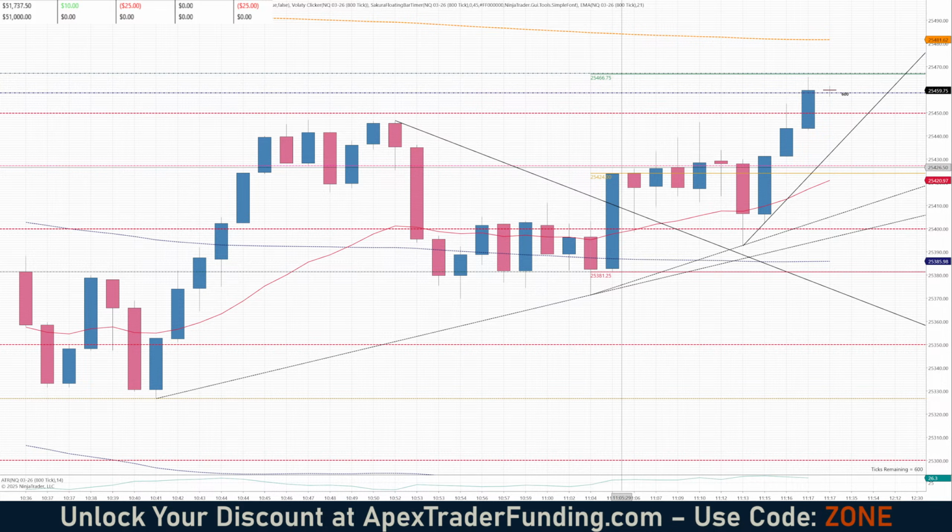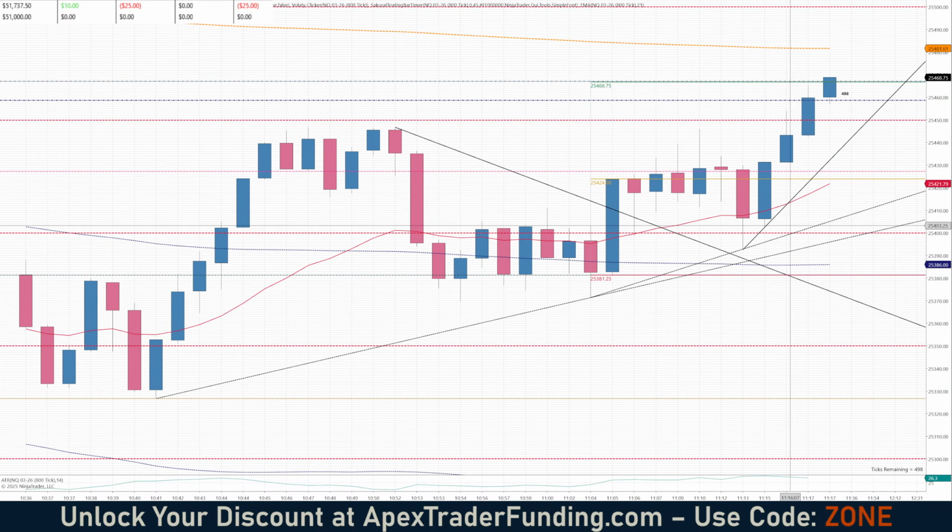I'm not used to trigger candles on the 800 tick chart taking over 20 minutes to hit their targets. It just shows you the type of volume we have today. It's very slow.